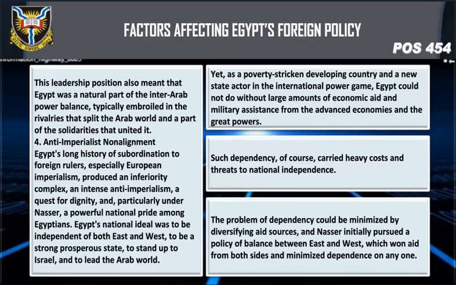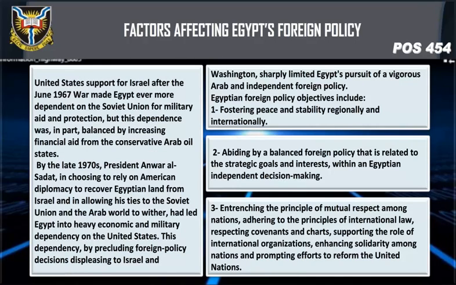Nasser initially pursued a policy of balance between East and West, which won aid from both sides and minimized dependence on anyone. United States support for Israel after the June 1967 war made Egypt ever more dependent on the Soviet Union for military aid and protection, but this dependence was in part balanced by increasing financial aid from the conservative Arab oil states.